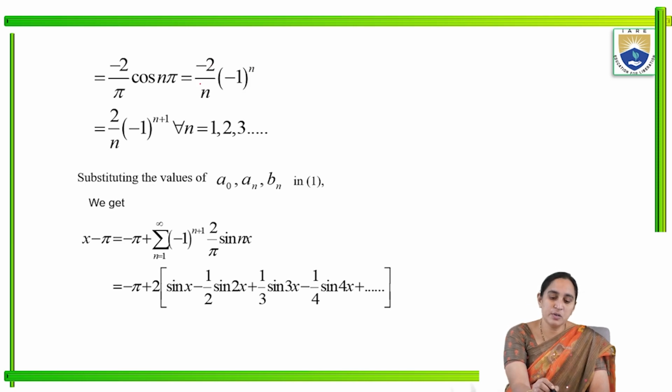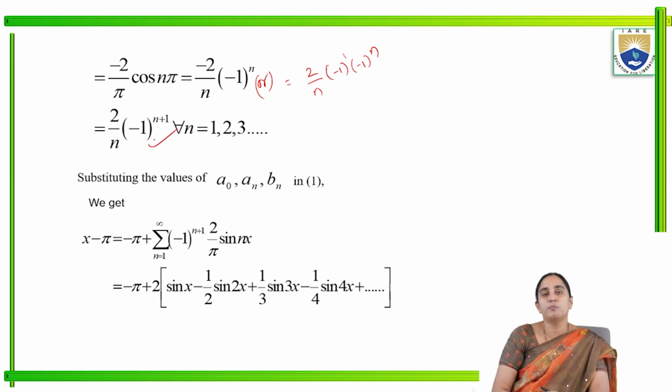Once observe here, the minus I take inside the brackets, that is 2 by n into minus 1 into minus 1 whole power n. Here the bases are equal, so we should add the powers. Then for that, minus 1 whole power n plus 1. This is also a right answer, or else if you want to reduce it, 2 by n into minus 1 whole power n plus 1. That is also a correct answer for finding bn.